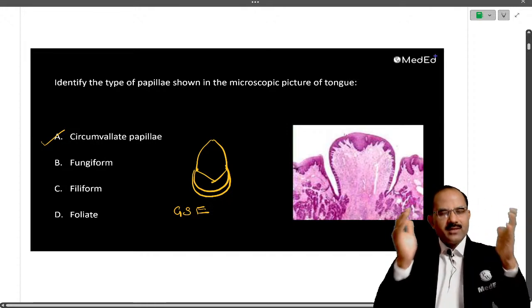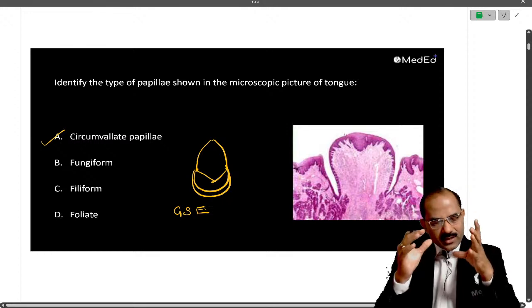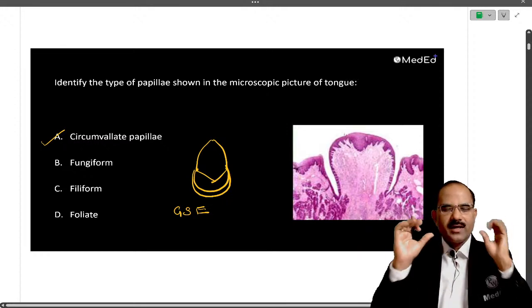So there are many things which we'll be discussing here. We won't remain confined to that MCQ. We'll discuss everything around it.